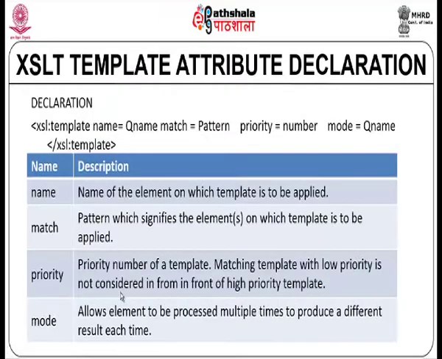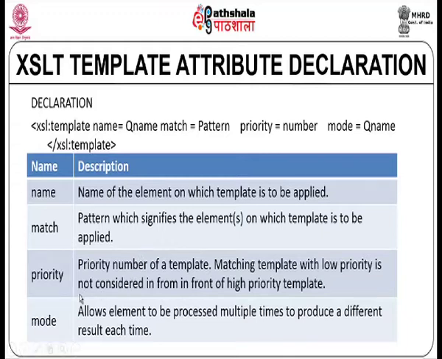Now, looking into the different attributes of the template element. This template element can have attributes like name, match, priority and mode. The name gives the name of the element on which the template is going to be applied. So, directly the name of the element can be given, or it can be matched with the match attribute. While parsing the XML document, it tries to match with what you give in the match attribute. A pattern or an XPath expression can be given in the match attribute, which signifies the element on which you want to apply the template rule.